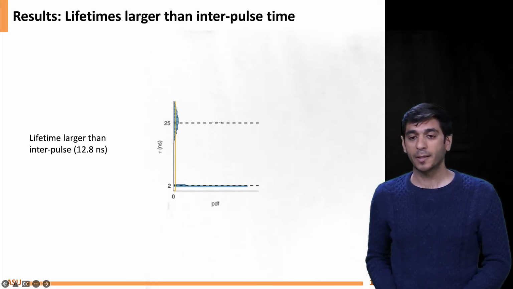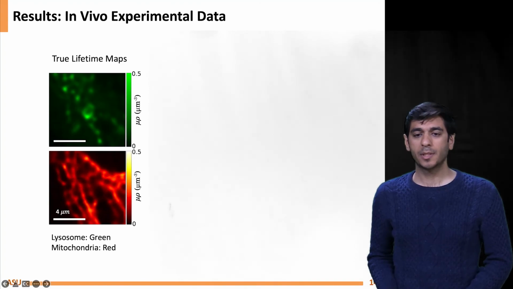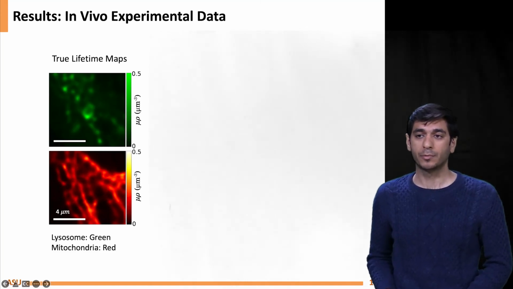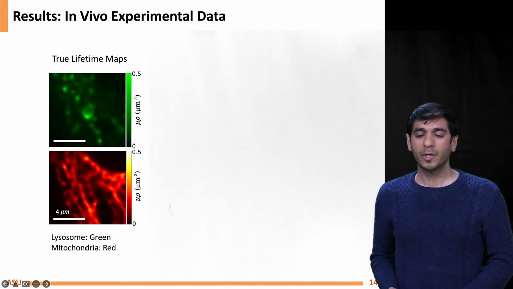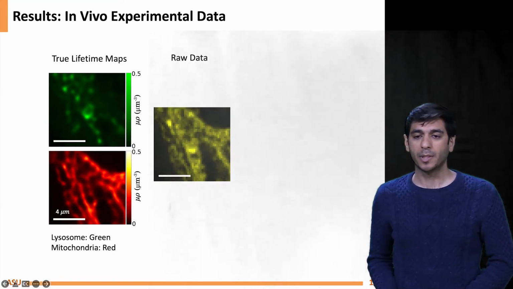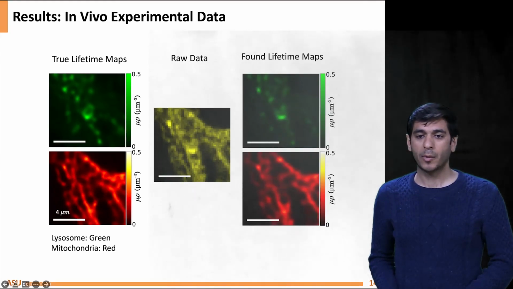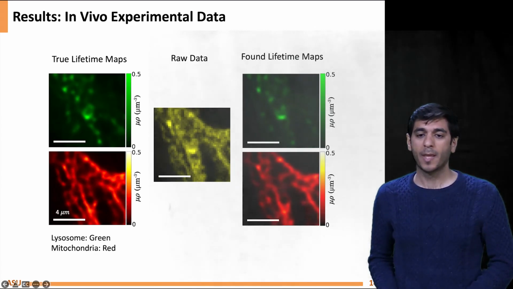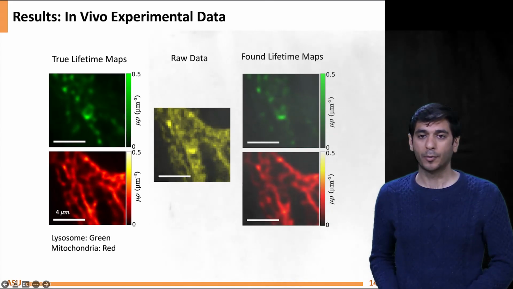We also tested our algorithm using experimental data from lysosomes, shown in green here, and mitochondria, shown in red. We acquired data from the mixture of these two lifetime maps, shown in yellow, and then we used our algorithm to process this data and recover the underlying maps, which match the ground truth with less than 5% error.